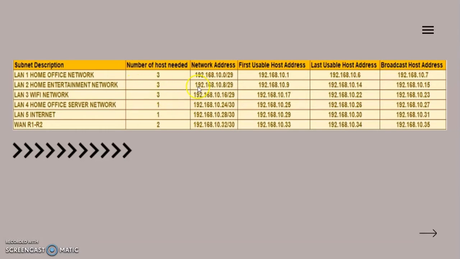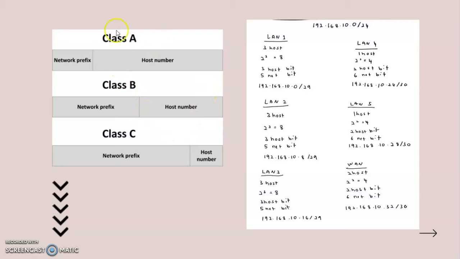As you can see here, the IP address class being used for this topology is class C. For class A, the host number is at the back, with one network prefix. In class B, there is half network prefix and half host number, and class C represents the network prefix and one host number.